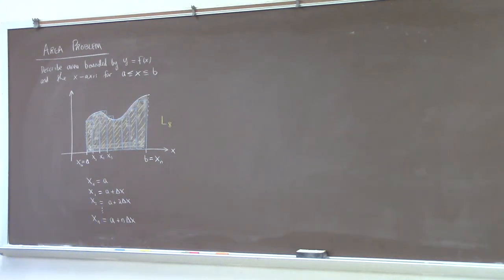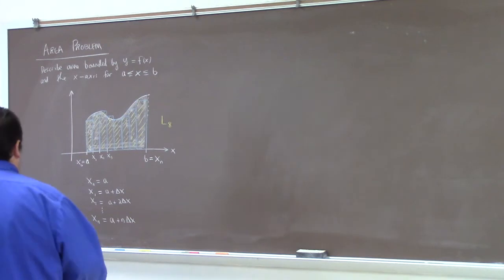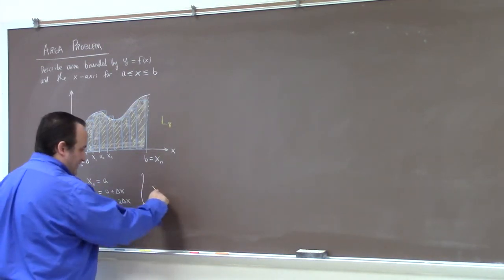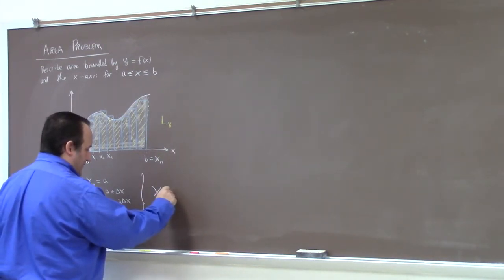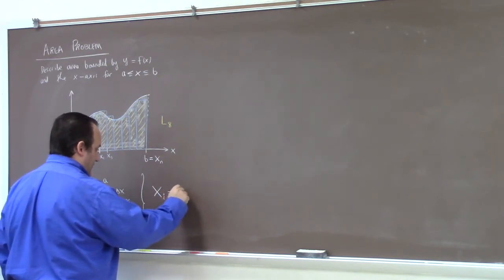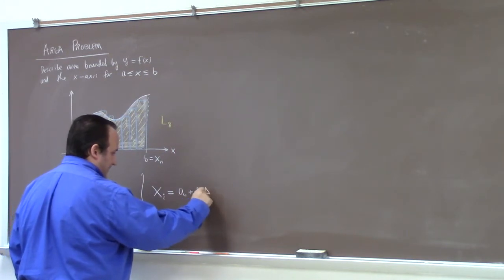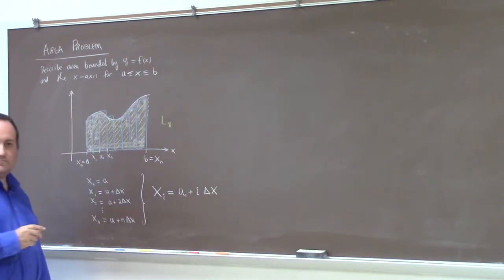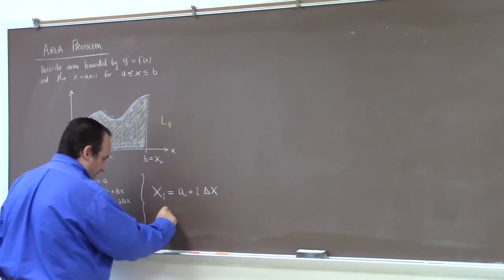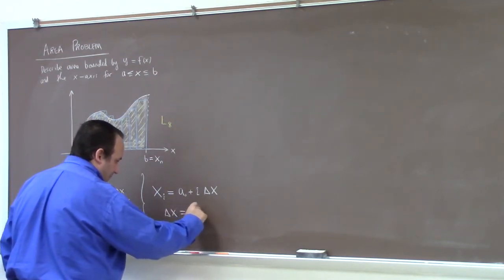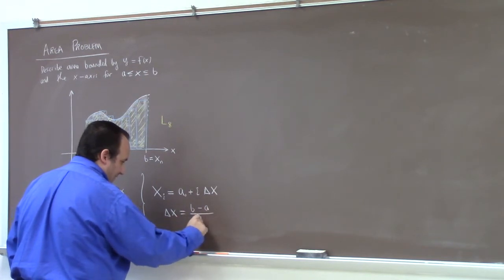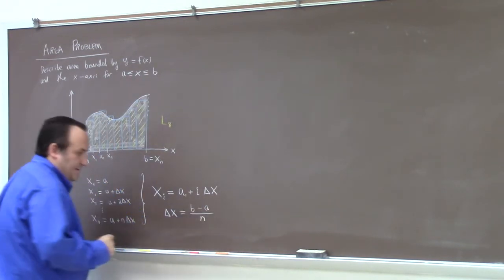So what's delta x? Delta x is the width of the boxes we're talking about here. Generically speaking, the ith point is equal to a plus i times delta x, all right? And here, what is delta x? Delta x is equal to b minus a divided by n.